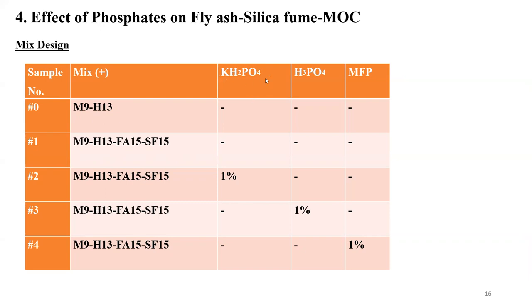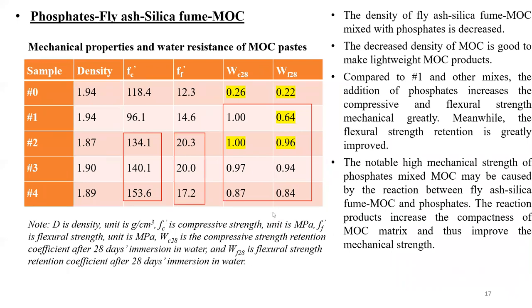We try the different effects of phosphate on the best one we achieved so far, M9H13 plus 15% silica fume and 15% fly ash. We also try different proportions; we fix the proportion at 1% for this phosphate. So we conducted a mechanical test and a water resistance test, including, of course, compressive strength, flexural strength, water resistance for compression, and water resistance for flexural. We have these sample numbers, and we also tested the density of these materials.